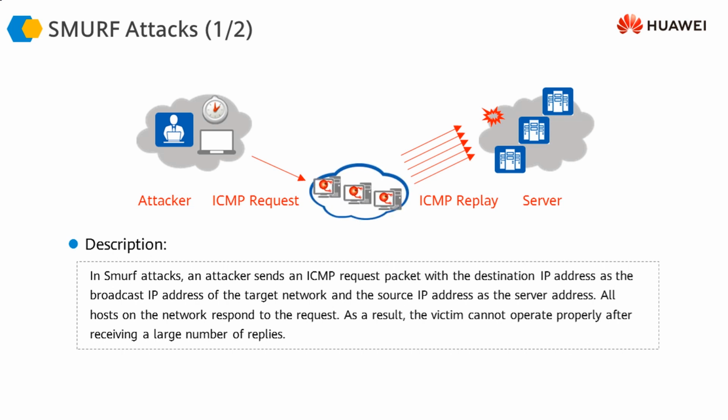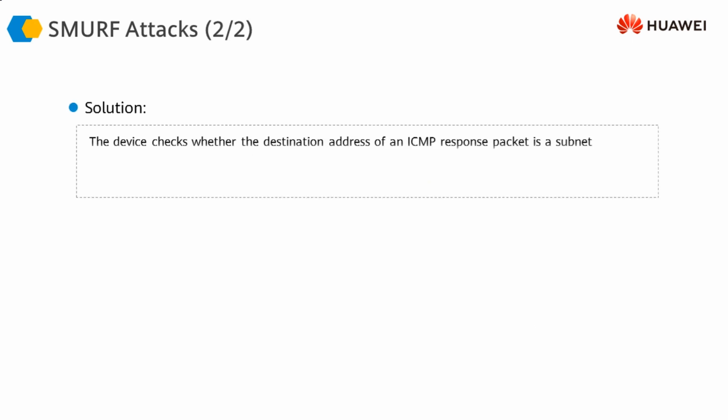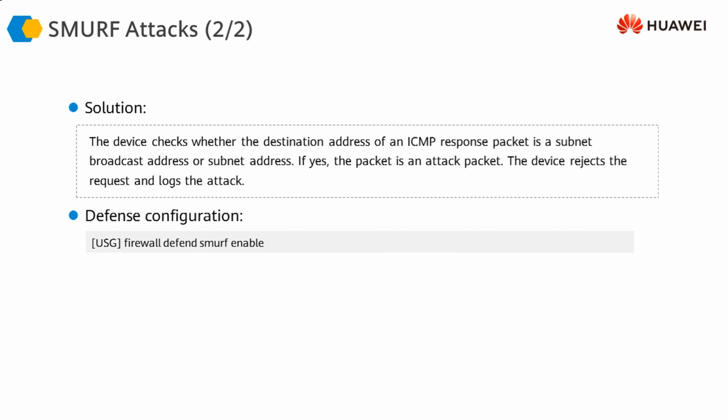So all the hosts which are sitting in this network are going to be used for attacking this server. In the case of SMURF attacks, these are acting as zombies. They don't even know they are being used for generating the attacks towards this server. If you want to protect your network against SMURF attacks, you can configure the firewall at the edge of this network, and you can issue the command firewall defend smurf enable, which means that you are enabling the defense against SMURF attacks.